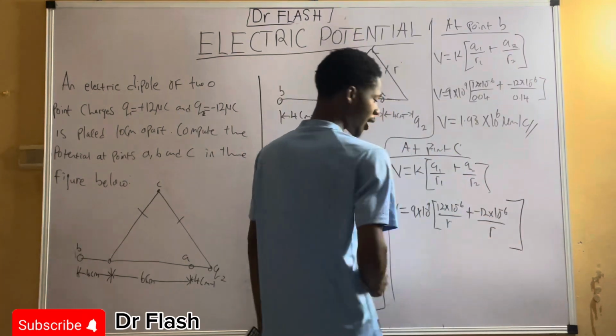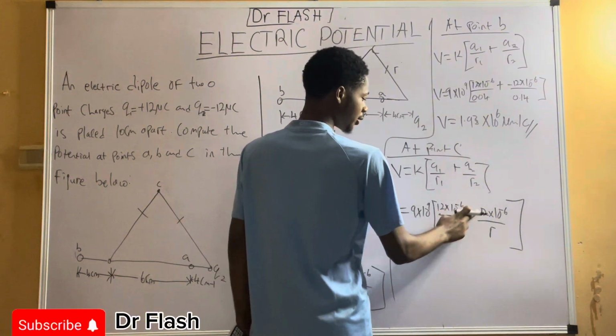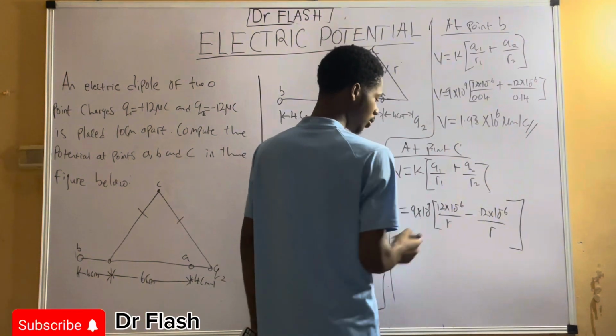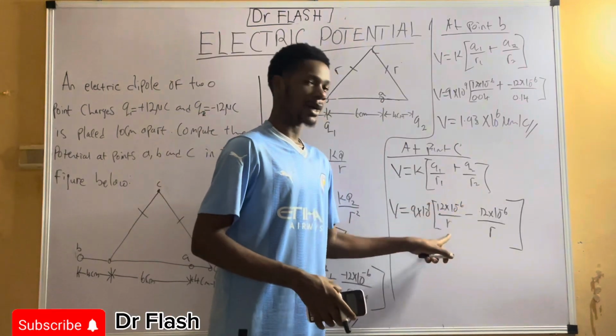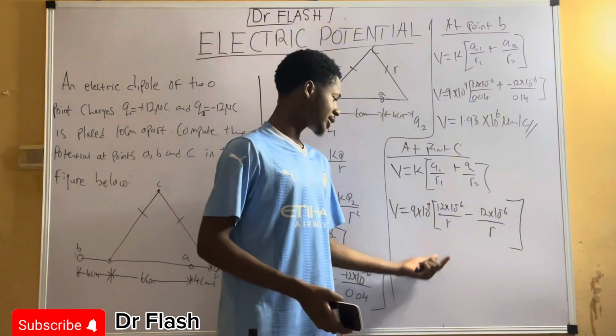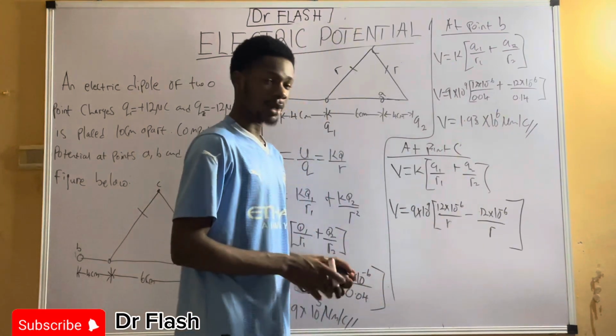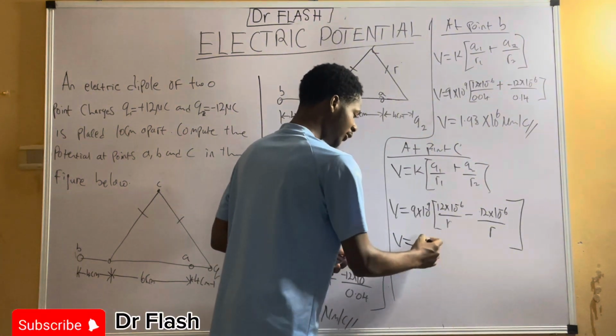Now you notice we're having the same thing. Plus times minus gives you minus. So from here we're going to have 12 times 10 to the power of minus 6 over R minus 12 times 10 to the power of minus 6 over R. When you subtract both, you get 0. 0 times 9 times 10 to the power of 9, what do you get? 0. So our final value is 0.